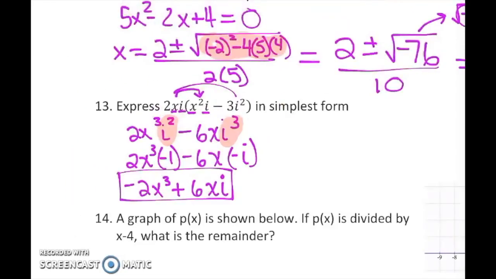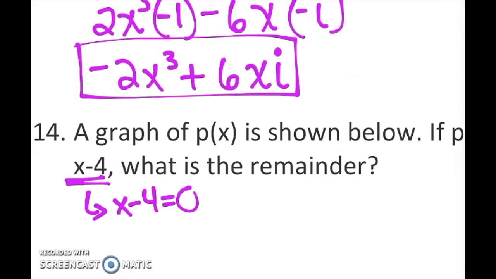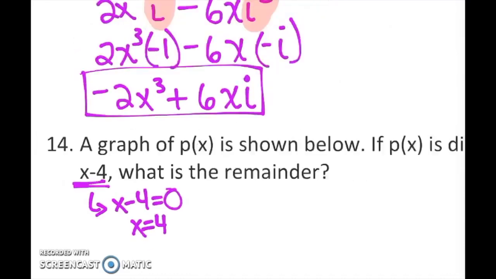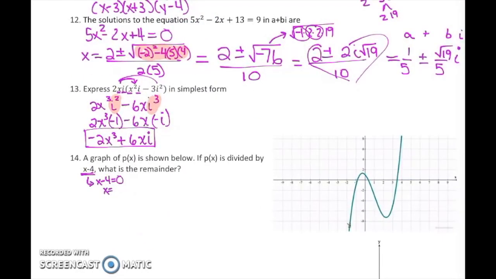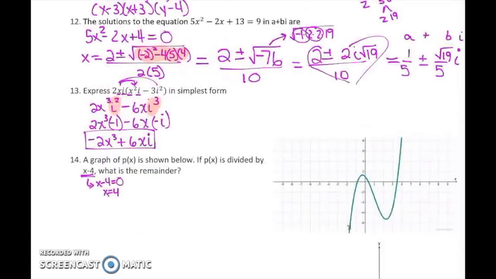All right, number 14, the graph of p of x is shown. If p of x is divided by x minus 4, what is the remainder? This is a question where we aren't going to be able to just write the equation and divide because I can't see exactly where these cross over here. So let's start by thinking about this. If this is a factor, then I'm going to think about where that equals 0. So x equals 4 should be a 0, right? Well, maybe this won't be a factor, but that's at least the factor we're dividing by.